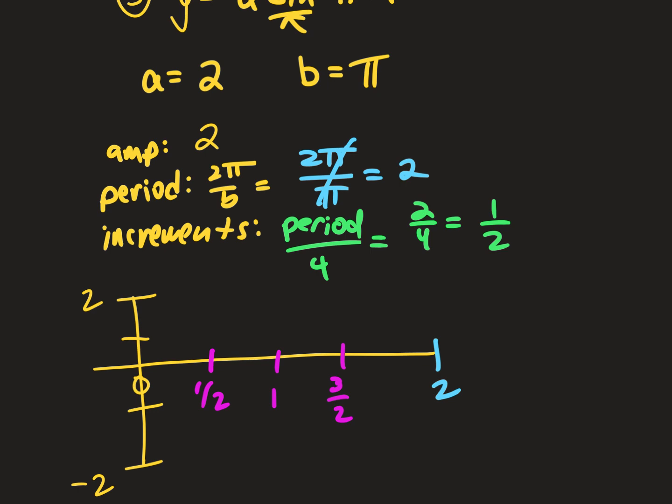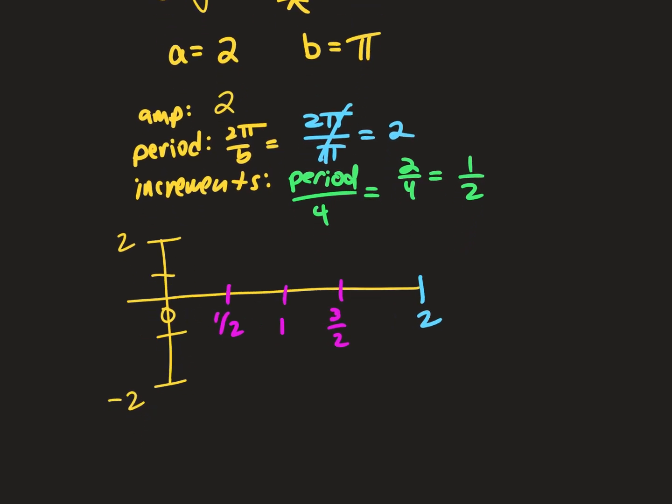So let's graph it. Where do I start since this is a sine curve? At 0. It's positive, so I go up to the positive amplitude. Then I come back to the x-axis. Then I go down to the negative amplitude. Then I go back to the x-axis. And that pattern would just keep continuing along.